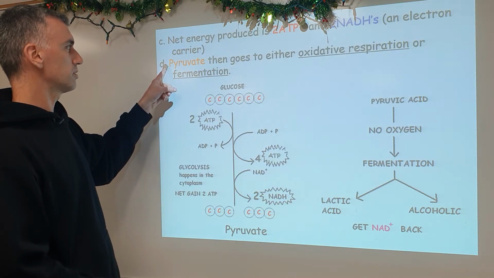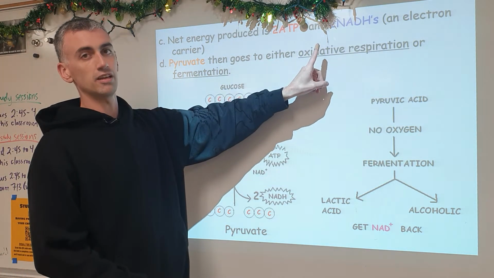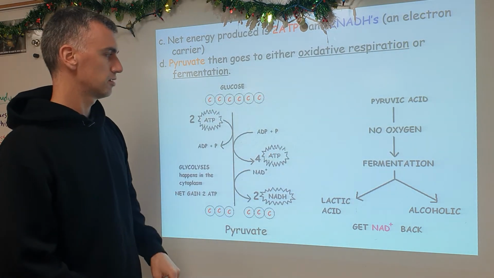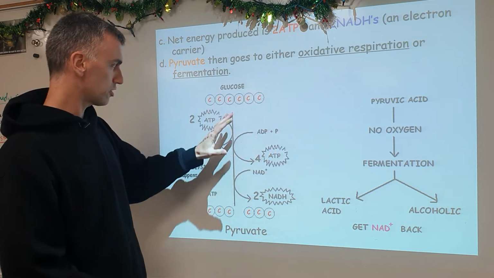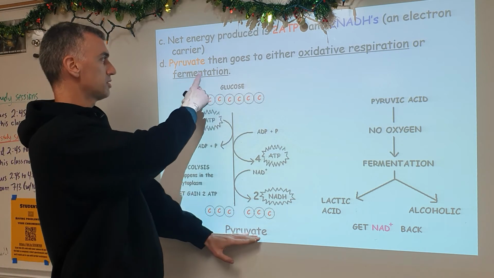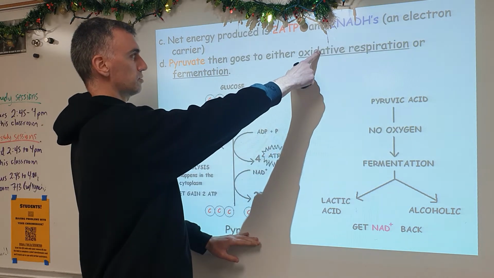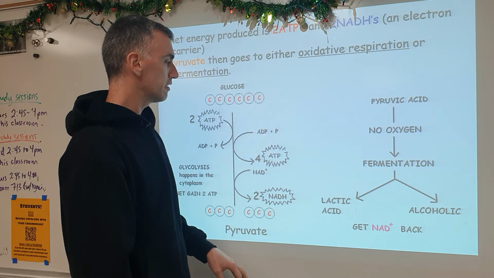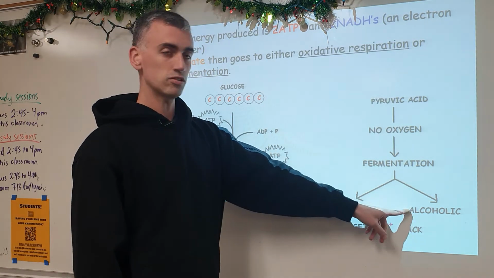Pyruvate is then what goes to either fermentation if no oxygen is present, or oxidative respiration, aka cellular respiration, if oxygen is present. So what this diagram is once again showing, glucose goes through glycolysis to pyruvate. This will go to this process if oxygen is present, and to this process if oxygen is not. If oxygen is not present, there's 2 kinds of fermentation depending on whether you are a human or like a fungus or bacteria or something.